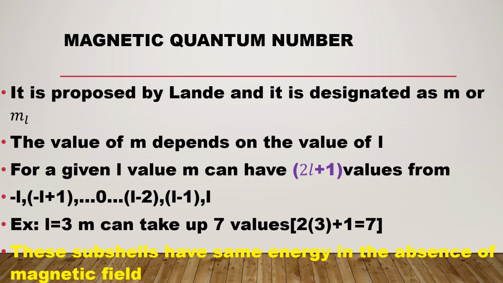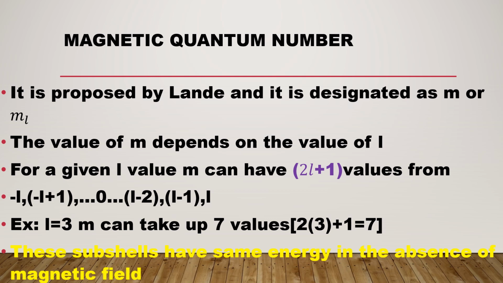Magnetic quantum number. The magnetic quantum number was proposed by Landé and it is designated by ml or m. The value of m depends on the value of l. For a given l value, ml can have 2l plus 1 values from minus l to plus l including 0.